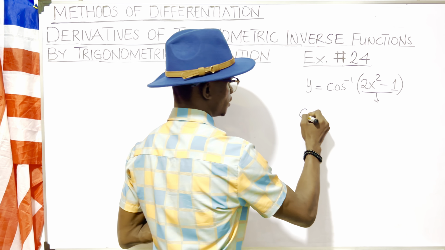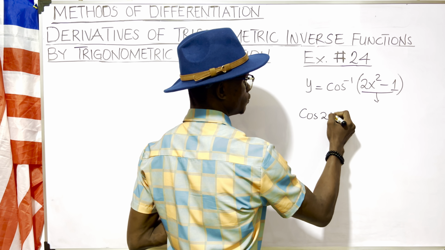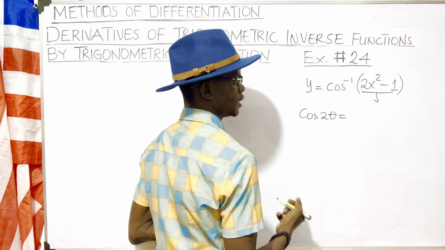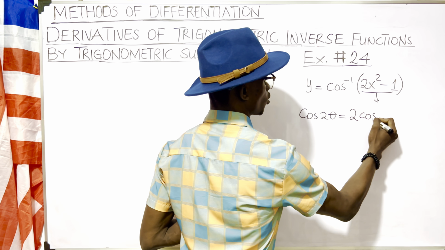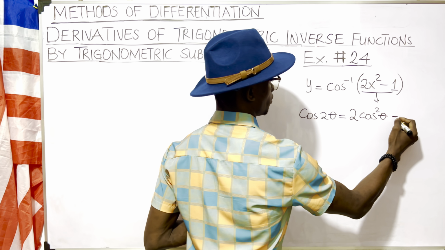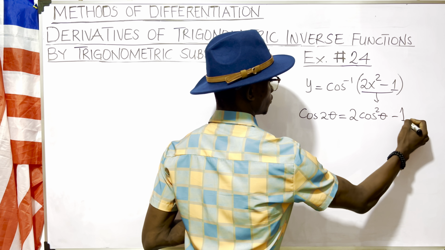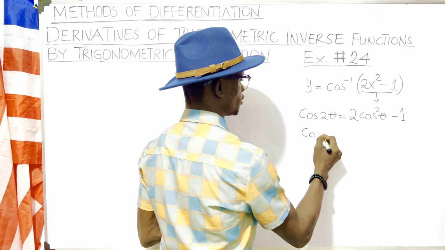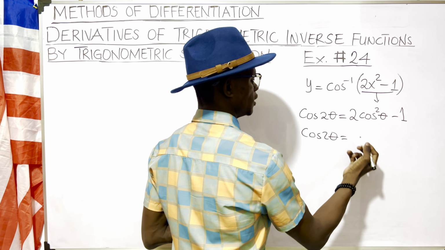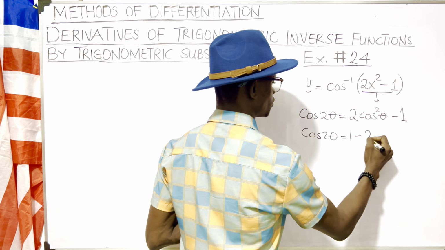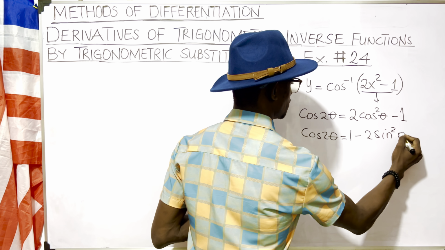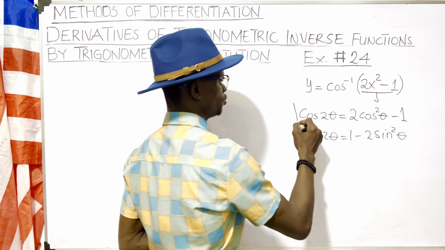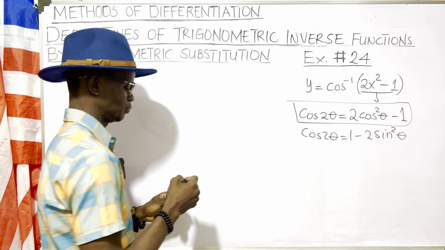So we know that cos of 2 theta is equal to 2 cos squared theta minus 1. Because we also know that cos of 2 theta is equal to 1 minus 2 sine squared theta. So we can use this one for this problem.